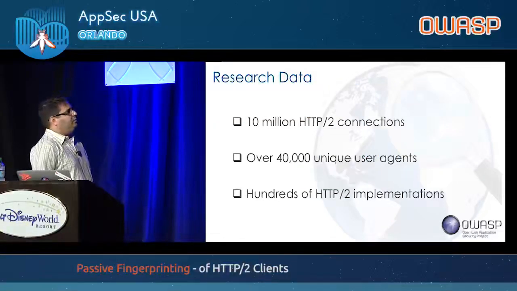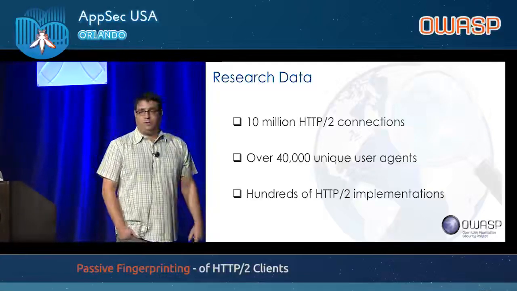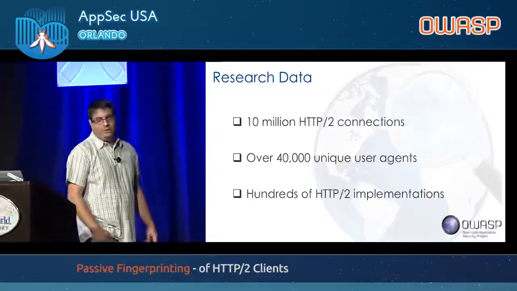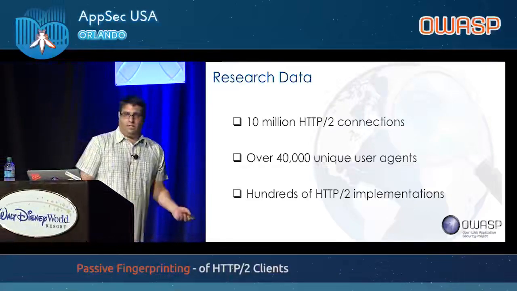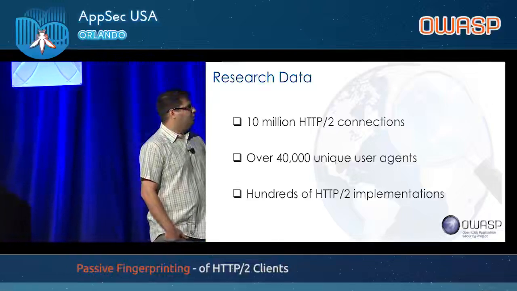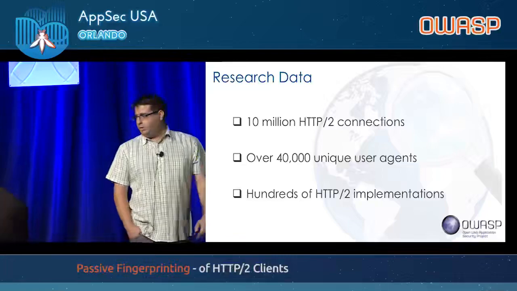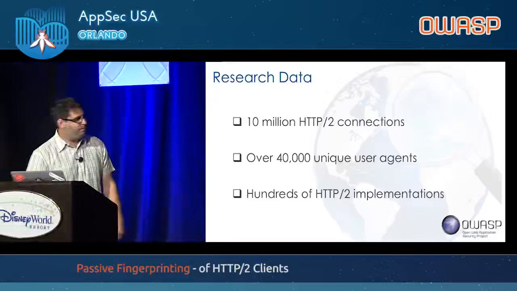So from the platform and the data we see, we recorded the following data for the research. We looked at 10 million HTTP2 connections, and I'll expand on what an HTTP2 connection is in a minute. And we looked at over 40,000 unique user agents and hundreds of HTTP2 implementations.